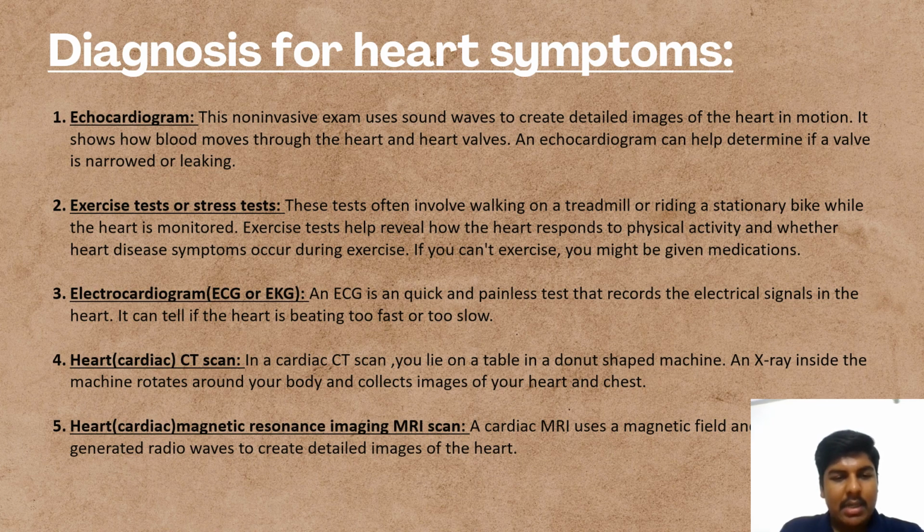Cardiac CT scan. In a cardiac CT scan, you lie on a table in a donut-shaped machine. An X-ray inside the machine rotates around your body and collects images of your heart and chest. The next one is cardiac magnetic resonance imaging, that is the MRI scan. Cardiac MRI uses a magnetic field and collects the generated radio waves to create detailed images of the heart. These are some of the diagnosis techniques used for the curing of heart diseases.